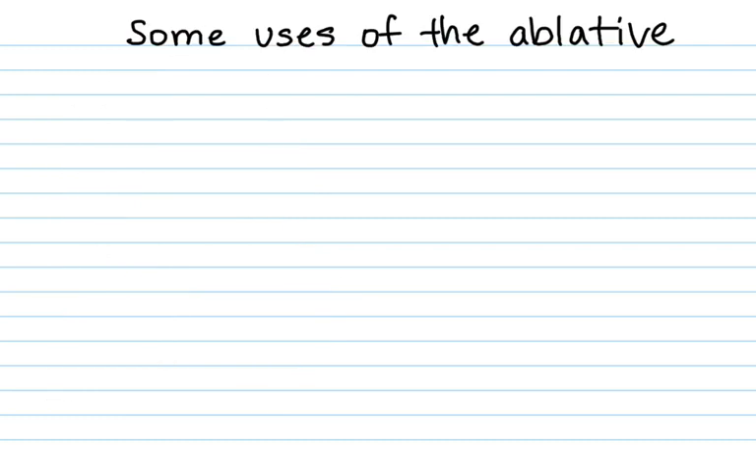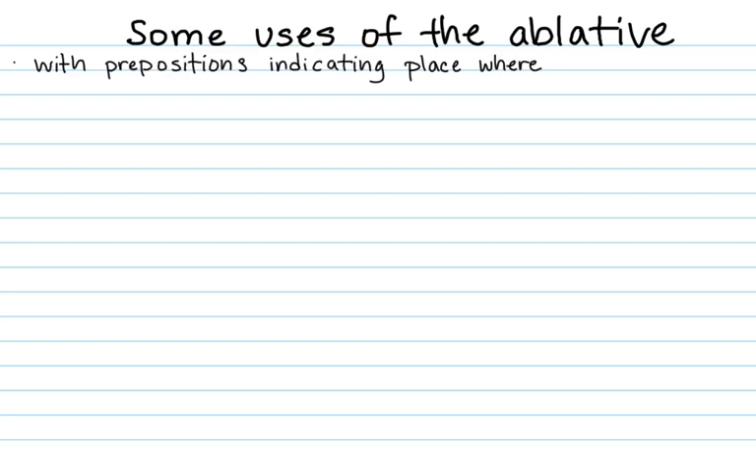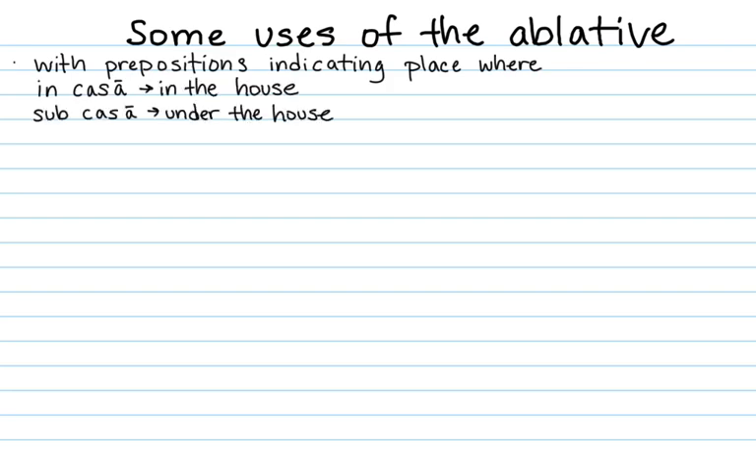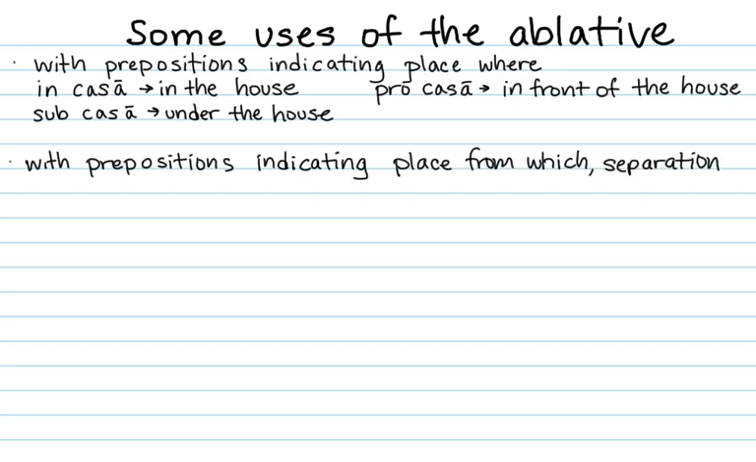So for the last topic of this chapter, let's look at some uses of the ablative. We've seen it before with prepositions indicating place where. So for example, in casa, in the house, sub casa, under the house, pro casa, in front of the house. We've also seen it before with prepositions indicating place from which or separation. So a or ab, meaning away from.